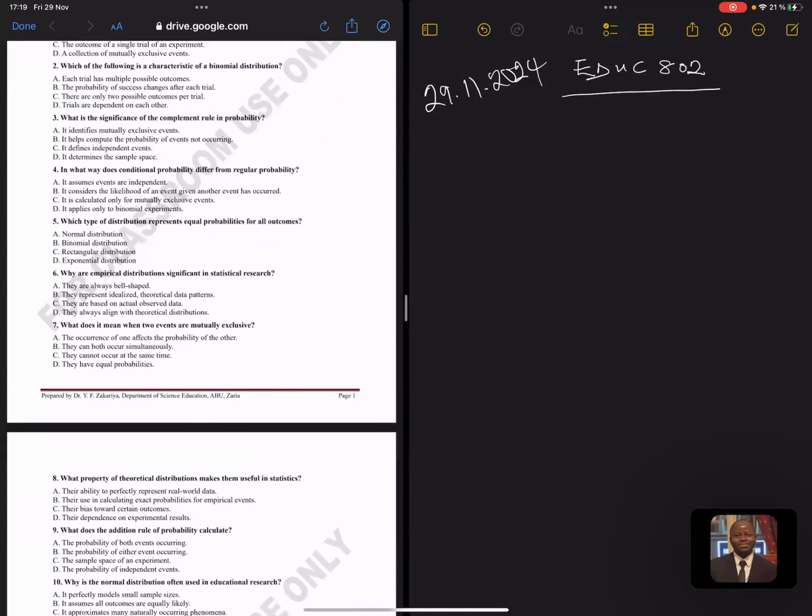Question 5 says, which type of distribution represents equal probabilities for all outcomes? It's a very simple question. You have the normal distribution, binomial distribution, rectangular distribution, and exponential distribution. What is the answer to this? You can just unmute yourself and speak, or type your answer in the chat. Question 5, what is the answer?